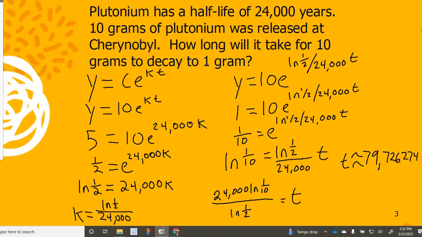It's older than my dad. Probably so. So about 80,000 years later, we will still have a gram of that stuff left to be radioactive with. Yes. Love doing that. It's chemical kinetics, and it'll keep going. It never truly goes away.